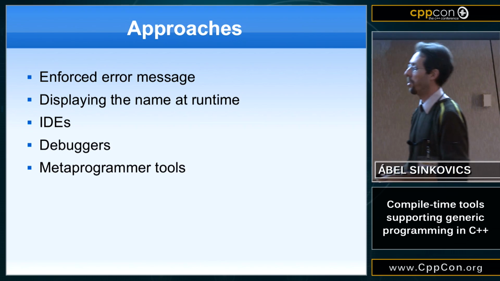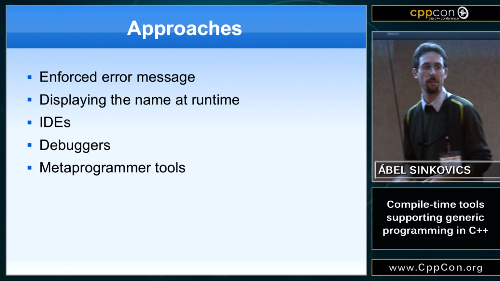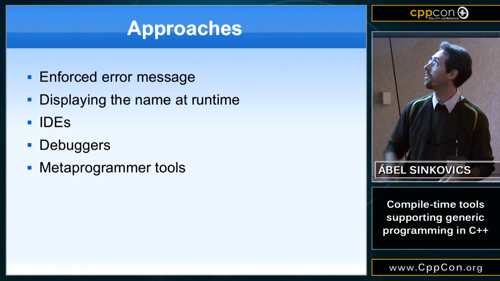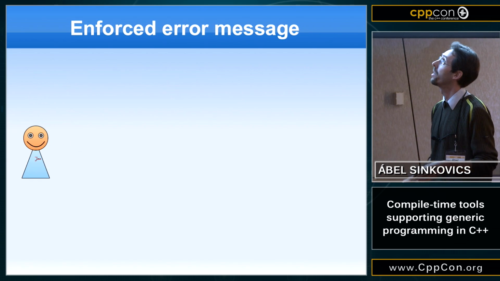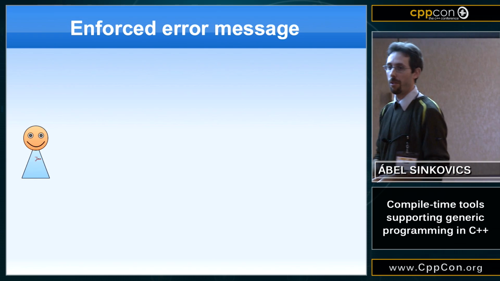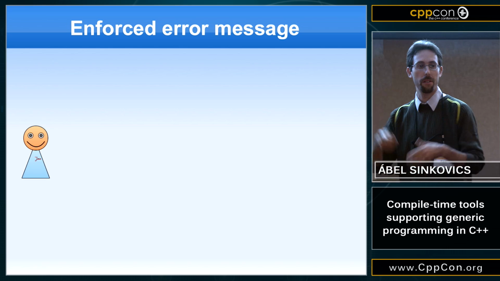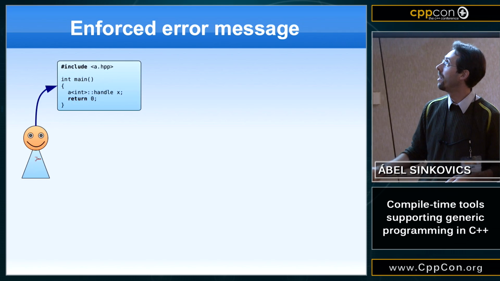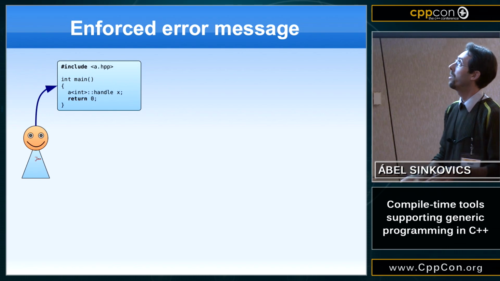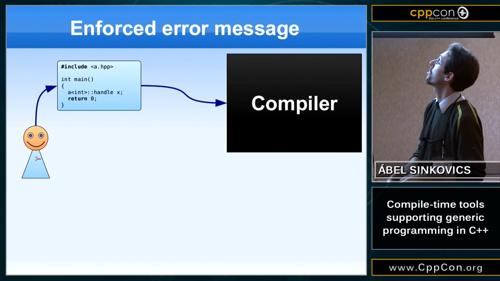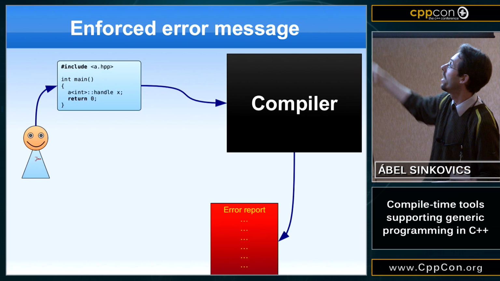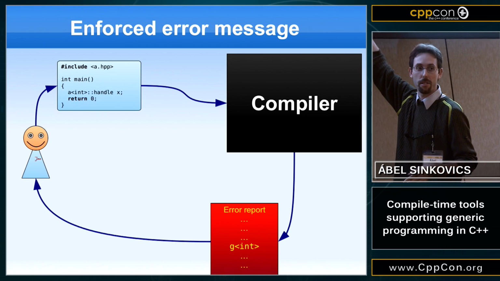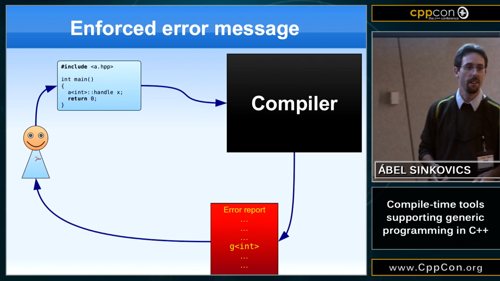Here is a list of approaches that I will show you, and I will show you how to use these approaches to make this process easier, or to make this first example easier. The first one is, well, you've got a compiler, and you can make the compiler display an error message containing the answer. So you can write your code in a way that it fails to compile. You give it to the compiler. You receive an error report.